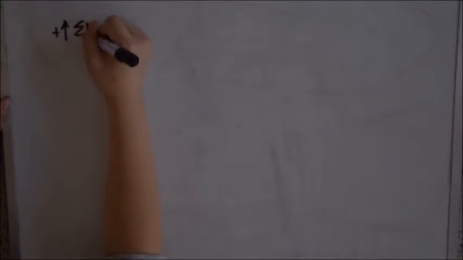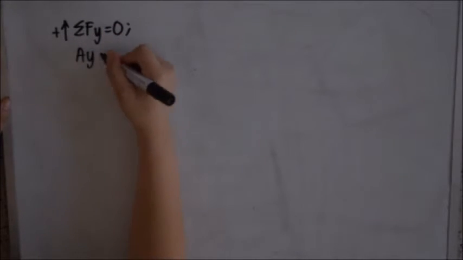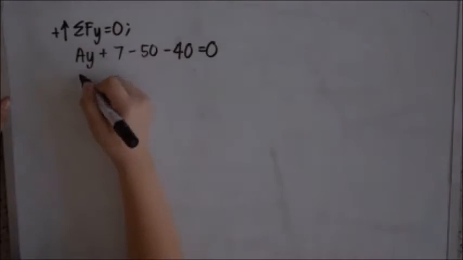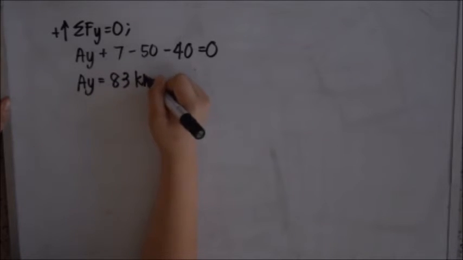Para makuha yung ay, summation fy lang tayo. So, summation of f of y is equals to 0. Ay plus 7 minus 50 minus 40 is equals to 0. So, ang ay natin is equals to 83 kilonewton.